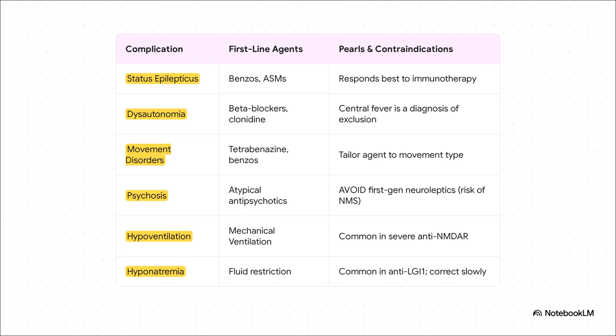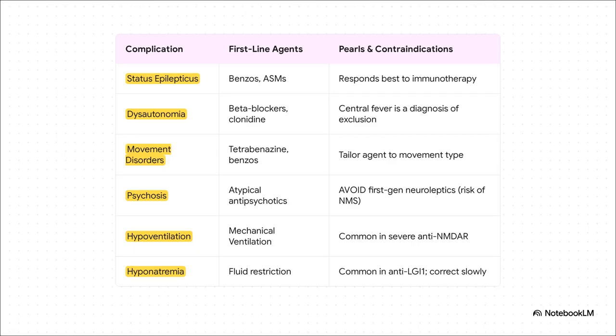encephalitis. All right, the supportive care you provide in the ICU is just as critical as the immunotherapy. For status epilepticus, you'll use your standard protocols, but just know that these seizures are often incredibly resistant to anti-seizure meds alone. They'll only really break once the immunotherapy starts to work.